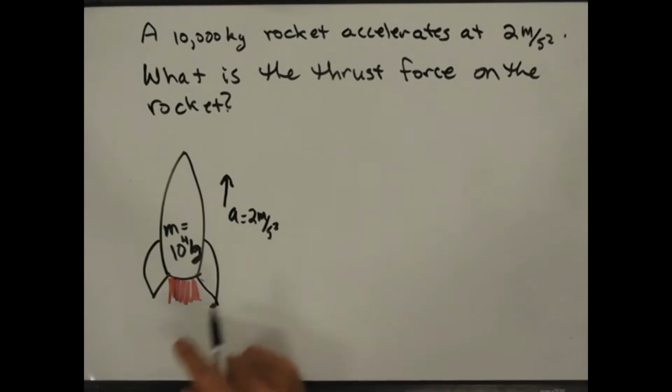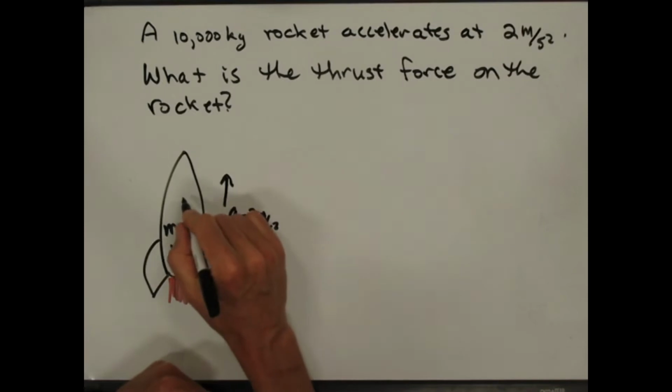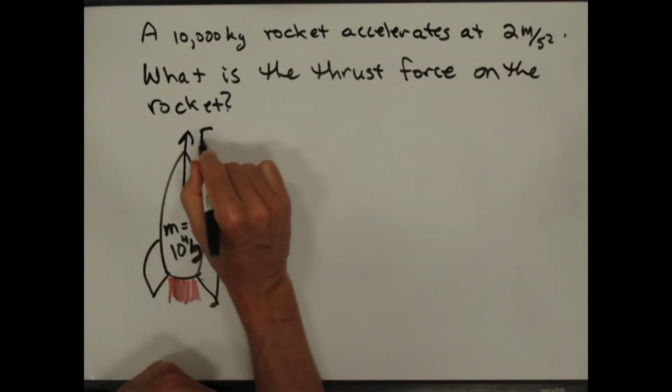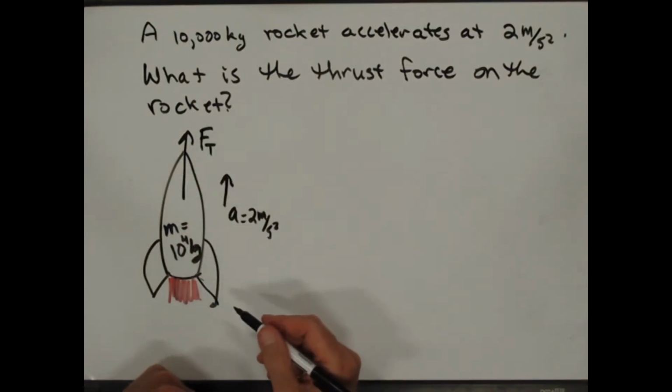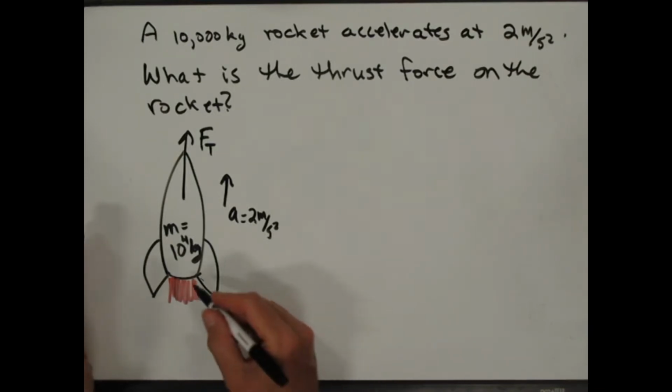So in this problem, a 10,000 kilogram rocket accelerates at 2 meters per second squared. And we want to know what the thrust force is on the rocket, right? And so if we look at our rocket, we can say, well, there's a thrust force that's pushing the rocket up. And we'll call it Ft for F thrust. What other forces are acting on the rocket? Well, pause and think about that for a second.